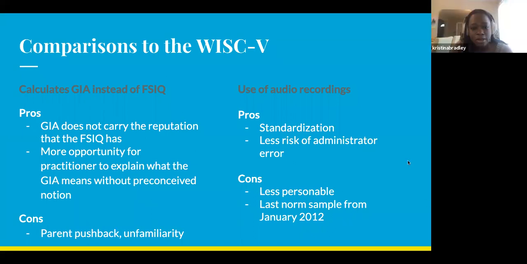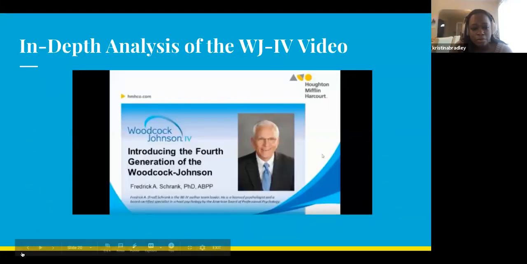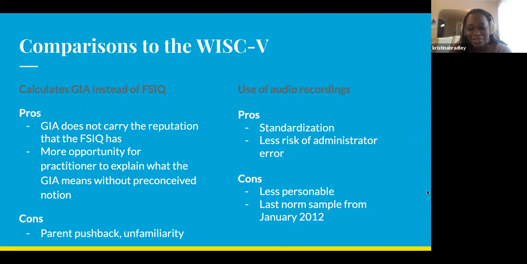And then I think one of the last cons that we talked about was, in terms of the norming, the fact that the norming sample is from January 2012. So, 8 years ago, and a lot's changed since then. So how do we keep these types of assessments up to date and consistent with norms that are representative of the populations that are actually taking these assessments? So that was one of the cons that we saw.